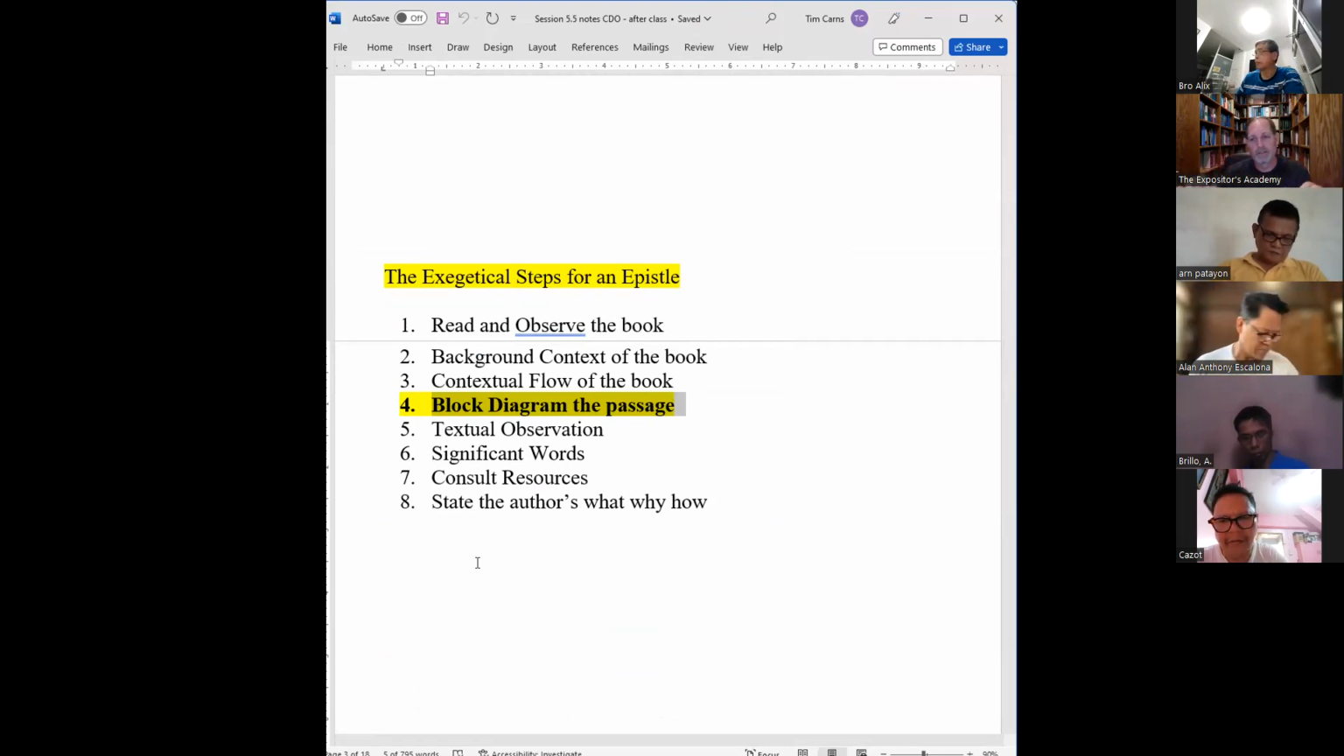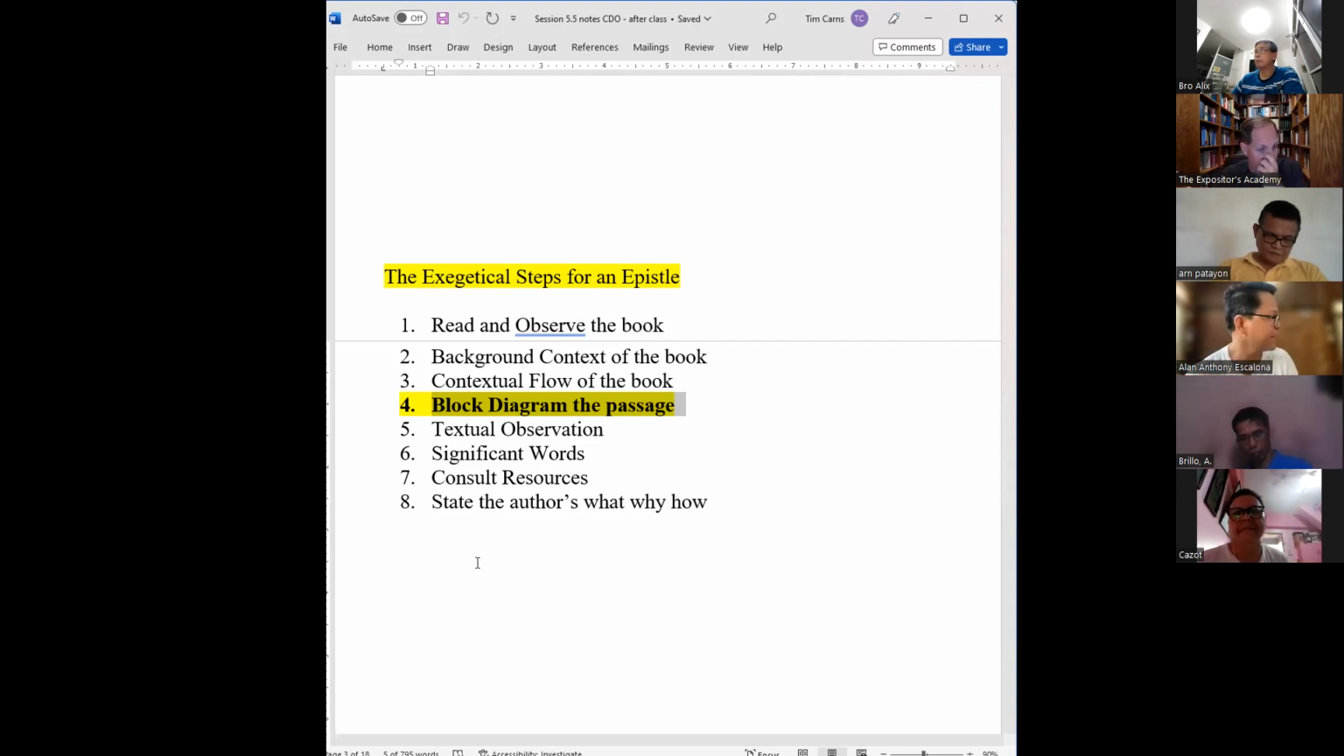The first 3, again, are to expose us to the book as a whole, to get us familiar with the book as a whole, to understand its setting, its background, the author's flow of thought, so that we can identify the occasion for the book. That is, what prompted the author to write it. And then the purpose of the book. That is, what is the main message of the book, the main theme, the focus.